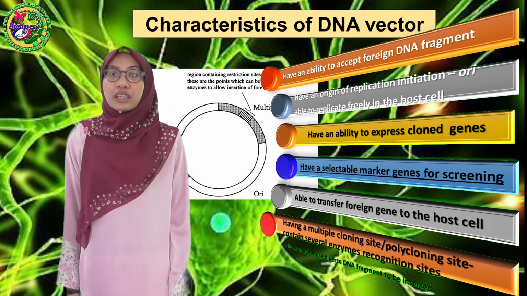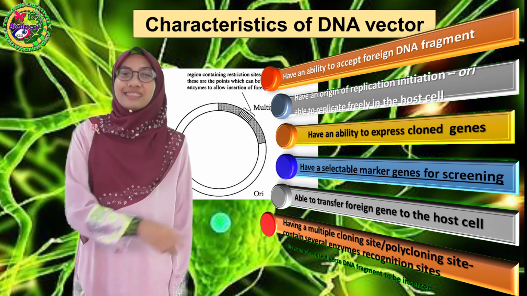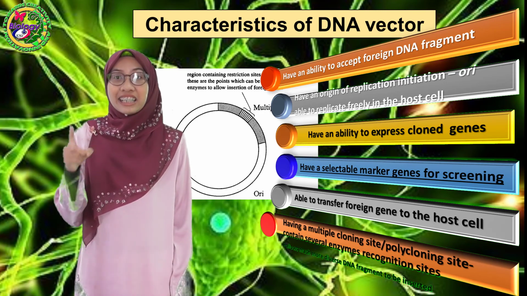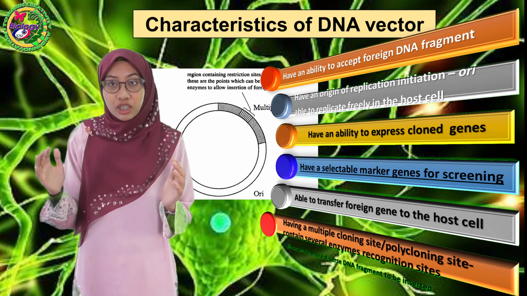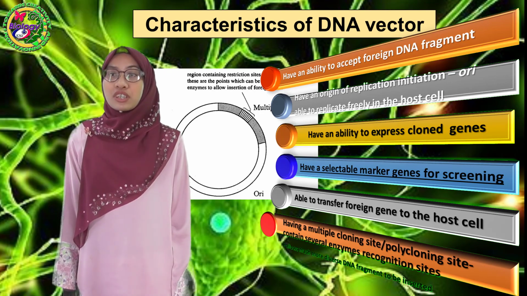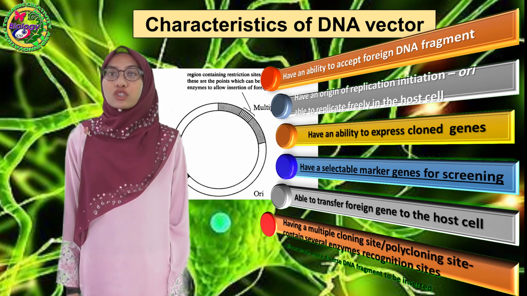The plasmid also has the ability to transfer foreign genes to the host cell. Lastly, the plasmid has multiple cloning sites. This region contains several restriction enzyme sites. Thus, this allows more diverse genes of interest to be inserted.